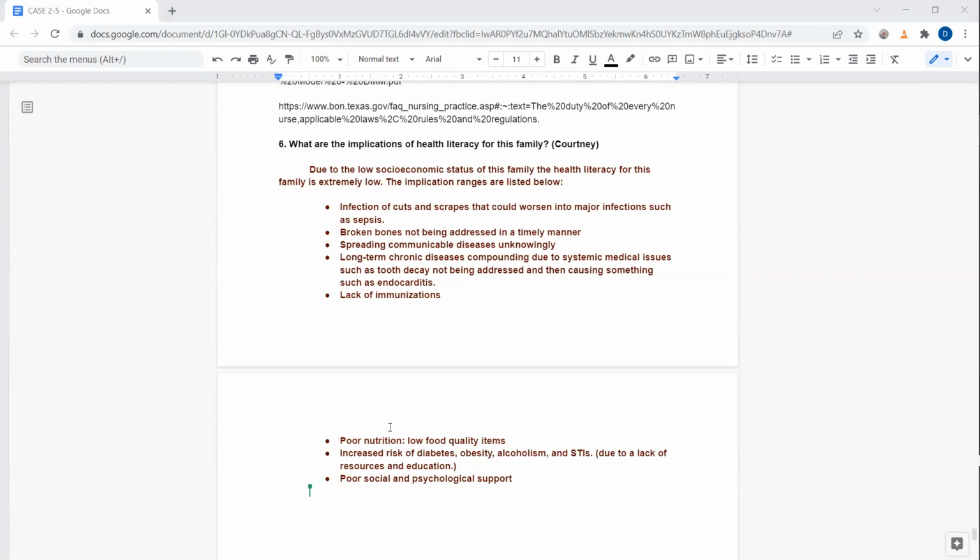Long-term chronic diseases could be compounding into systemic issues such as tooth decay that can actually end up turning into something severe like endocarditis, lack of immunization access, and poor nutrition, because if they're living somewhere rural and they have financial struggles, they're going to have low access to quality foods. This is also going to compound with increased risk of diabetes, obesity, alcoholism, and lack of sexual education, so maybe increased STIs. And then they're also going to have poor access to social and psychological support, so they're not going to have a lot of mental health resources.